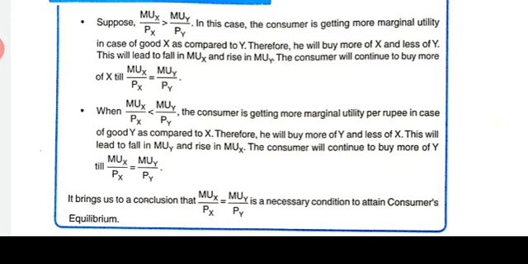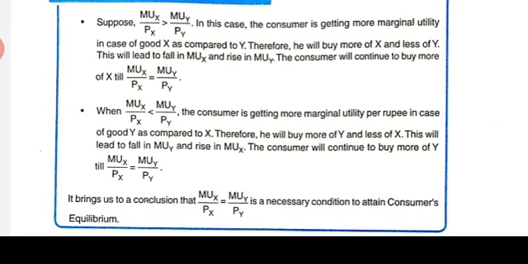As the consumer starts to buy more of X, this will lead to a fall in MUX, because as the consumer consumes more of commodity X, the marginal utility of X will fall. There will be a rise in MUY, because the consumer is consuming less of good Y. So the consumer will continue to buy more of X and MUY will rise until the equilibrium MUX by PX equals MUY by PY is restored. So this is one case. Another is when MUX by PX is less than MUY by PY.